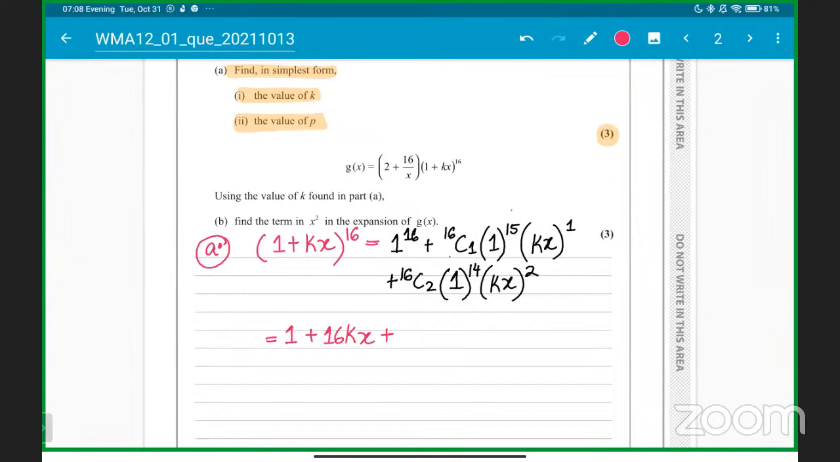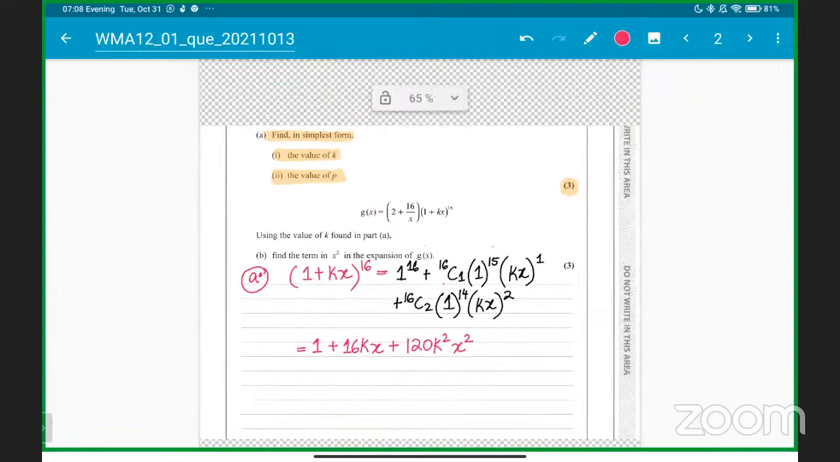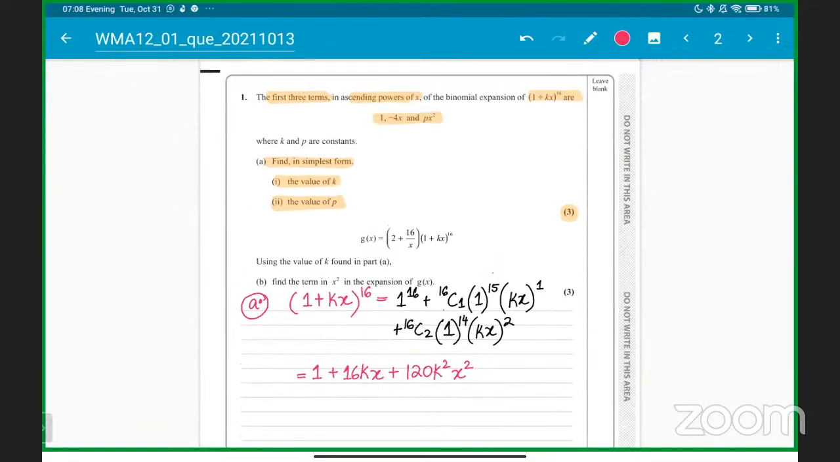16c2 will be 120, so it will be 120k²x². Okay, 1 plus 16kx plus 120k²x². So these are the first 3 terms. Are you guys following there with me? Got it?